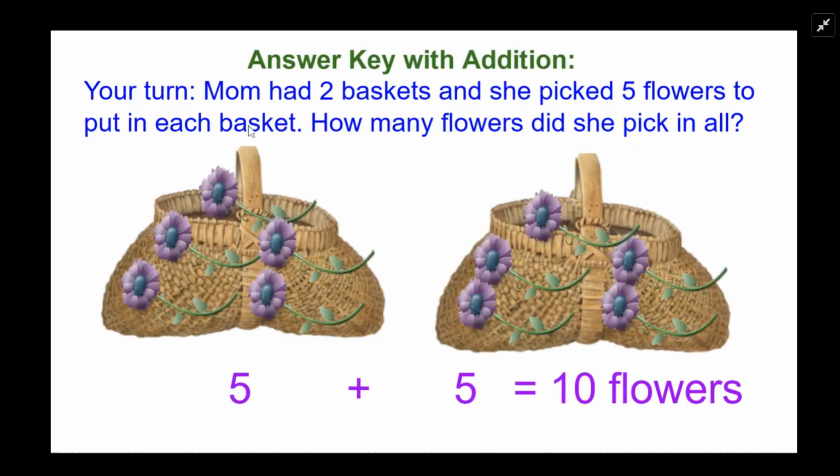All right, let's look at the two possible answers. Here's the answer solving with addition. I put 5 flowers in each of the 2 baskets. First, I drew 2 baskets, then I put the 5 flowers in each of the baskets. My equation is 5 plus 5 equals 10 flowers.